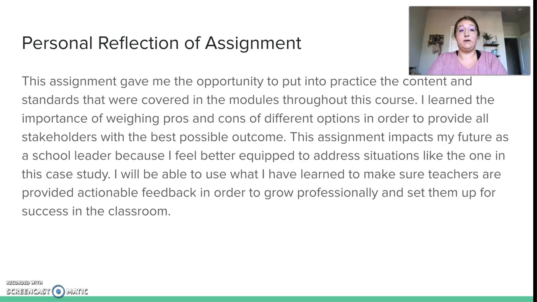This assignment impacts my future as a school leader because I feel better equipped to address situations like the one in this case study. I will be able to use what I have learned to make sure teachers are provided actionable feedback in order to grow professionally and set them up for success in the classroom.